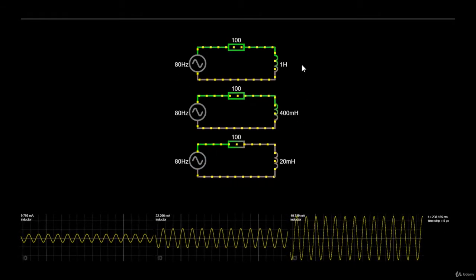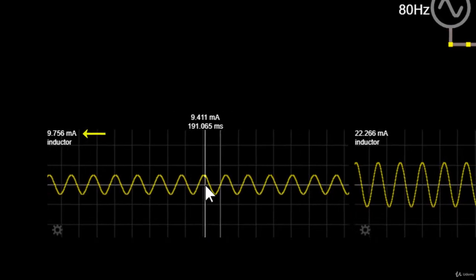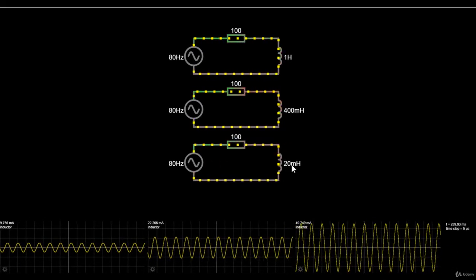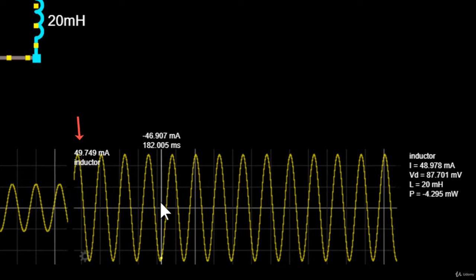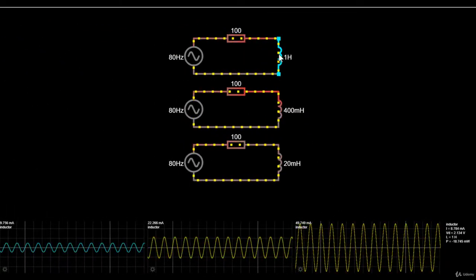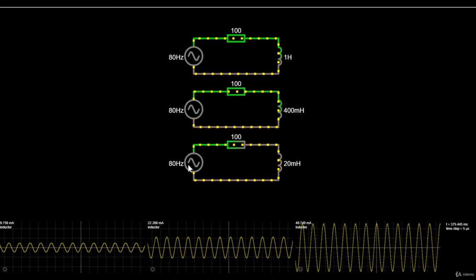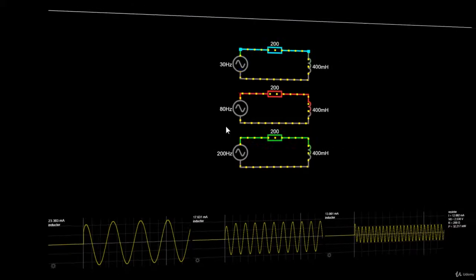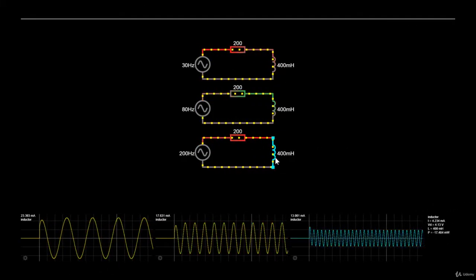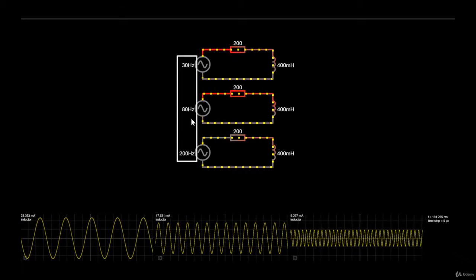So in the previous course we have seen that the largest inductance, which is 1 Henry, had the lowest current flow in the circuit, while the circuit with the lowest inductance had the highest current flow. But what happens if the inductances are the same and the frequency of each AC power source is different? Well, let's find out. In this circuit we have 3 inductors, each with equal inductances, but this time the frequency of each circuit is different.